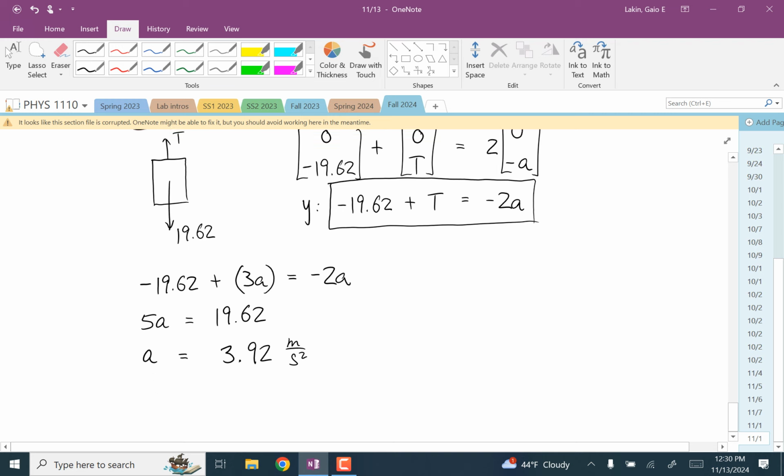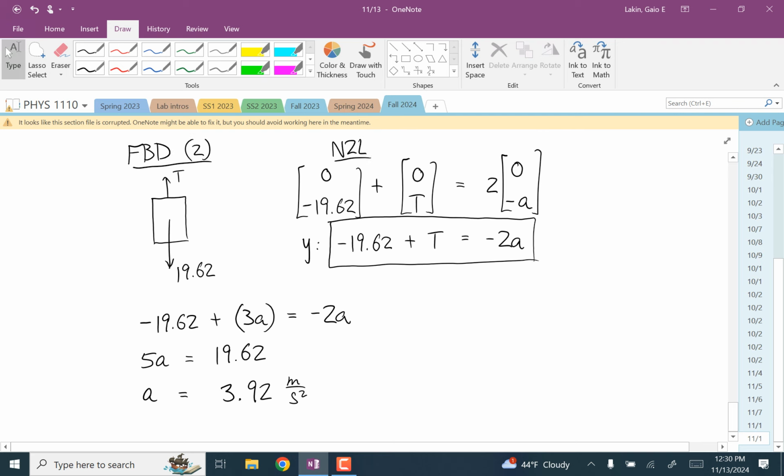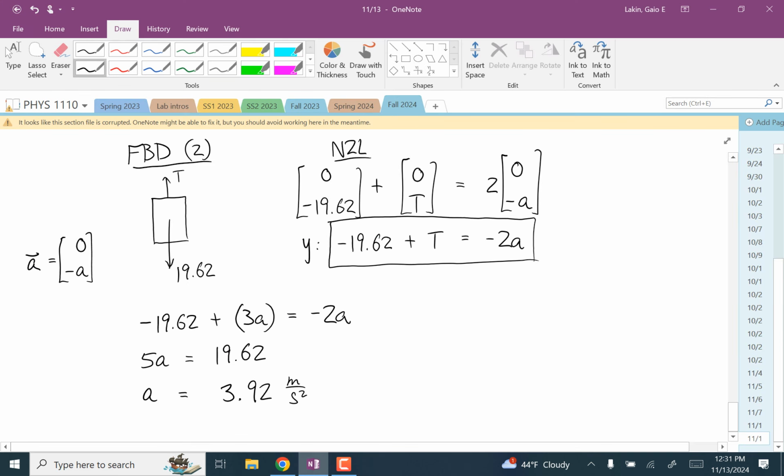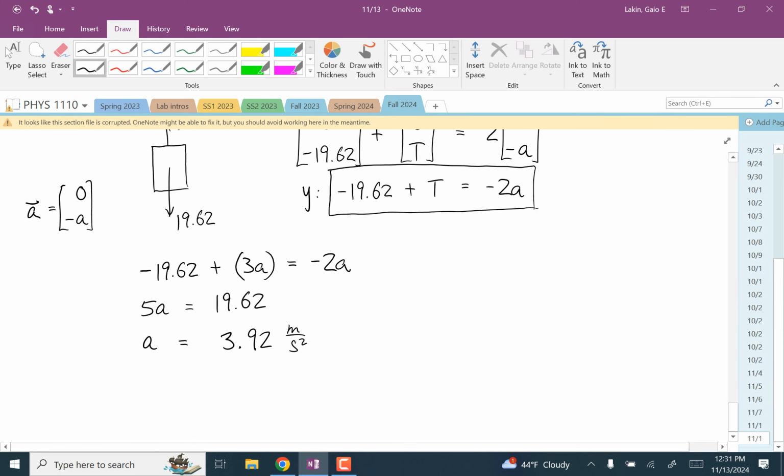Well, we want the acceleration of the hanging mass. And we know that the acceleration vector of the hanging mass, we represented that as 0, negative a. So just plug 3.92 in for the a in the vector. And we get that the acceleration of the 2 kilogram object is 0, negative 3.92.